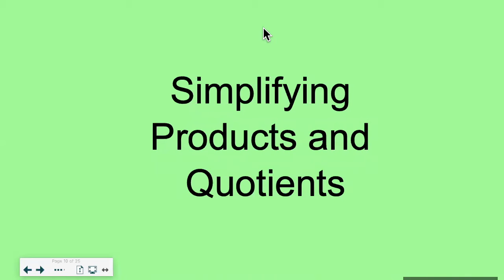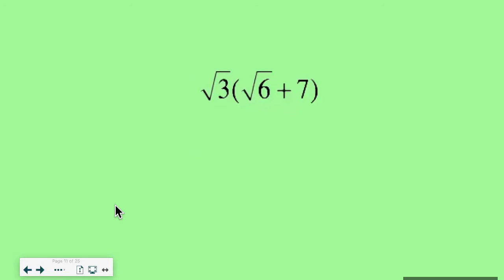So today we're going to talk about simplifying products and quotients involving radicals. So this is a problem that says the square root of 3 times the quantity of the square root of 6 plus 7. You probably recognize that this is a problem that can be simplified using the distributive property. And so we are going to do just that.